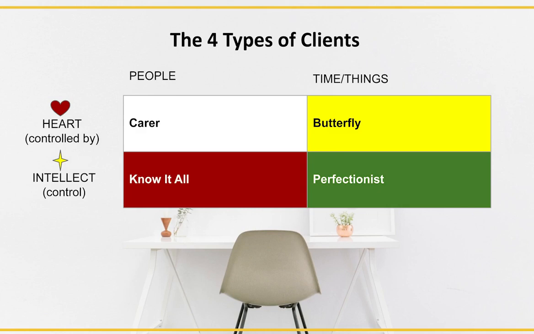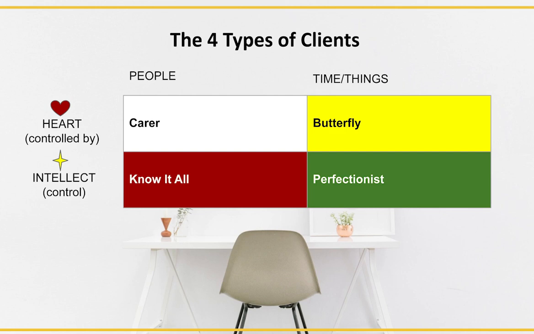So again, the carer and the butterfly, they're driven by their heart. They always come from their heart. And the know-it-all and the perfectionist by their intellect. That's not to say the carer and the butterfly aren't intelligent. It just means that they're driven by their heart. The know-it-all and the perfectionist tend to live in their head.